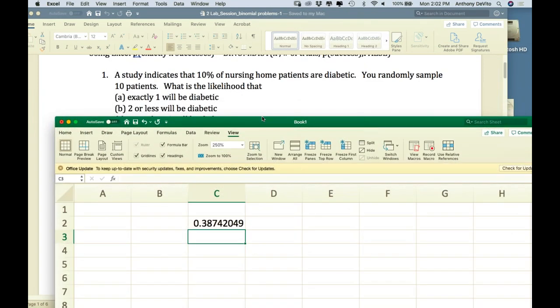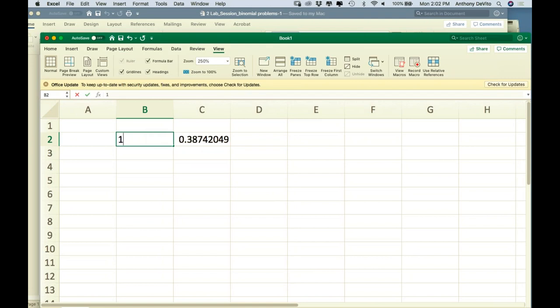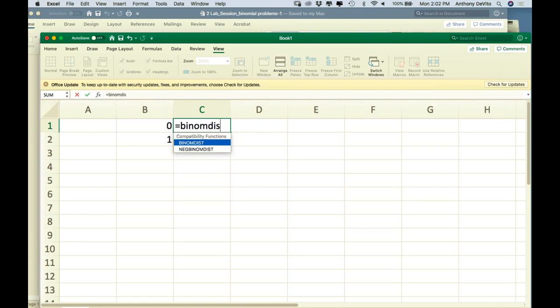Okay, what's the probability that two or fewer will be diabetic? Well, hang on a second. This is the probability that one person would be diabetic. What's the probability that none would be diabetic out of the 10? I'm going to do that now. Equals BINOM.DIST, open parenthesis, number of successes is zero, comma, the trials is 10, comma, the probability of success is 0.1, comma, and cumulative.